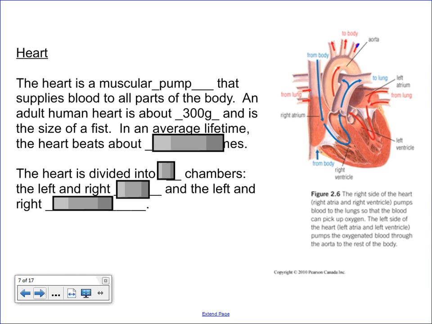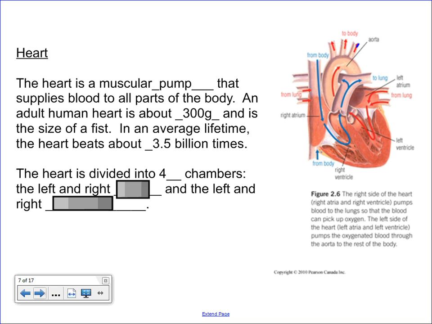Because your heart is a pump and it's beating all the time, over the course of an average lifetime, the heart will beat about 3.5 billion times. So that's a lot of times over somebody's life. So, you need it to work consistently and regularly. The heart is divided into 4 different chambers.